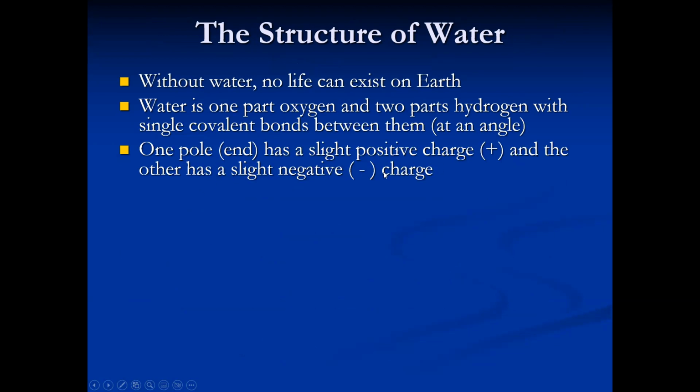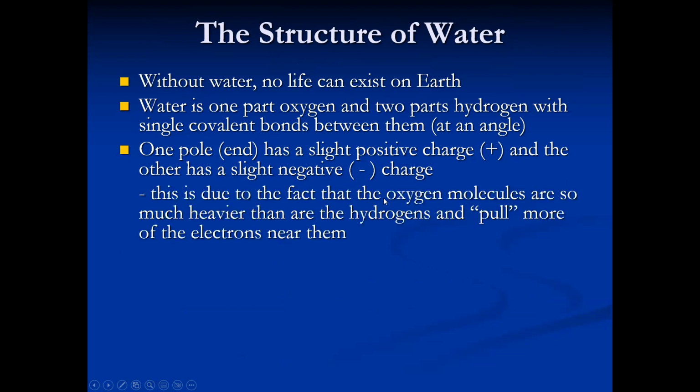So remember, in ionic bonds, it was a positive and negative charge. But in this case, it's not going to be full positive, full negative. It's only going to be slightly positive or slightly negative. This is due to the fact that oxygen atoms are so much heavier than the hydrogens and pull more of the electrons near them. So because oxygen is so much bigger, the electrons are going to stay around the oxygen more often than the hydrogen, hence giving it a slightly negative charge because electrons are negative. Because the hydrogen doesn't get the electron as much, it generates a slightly positive charge.